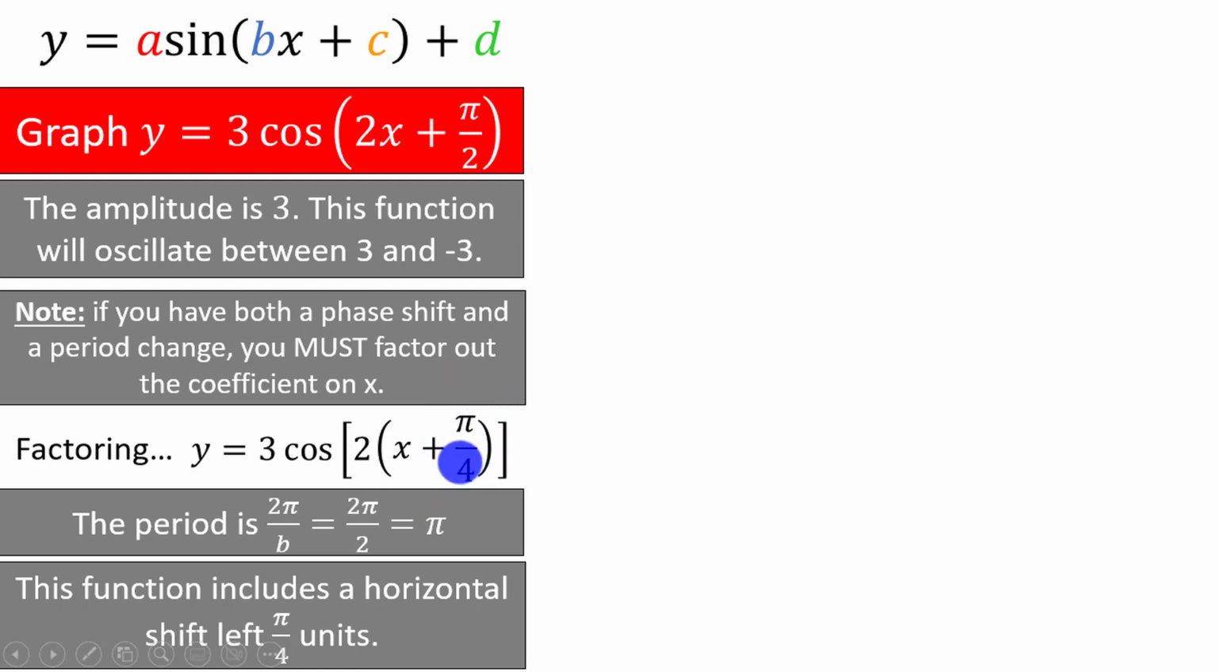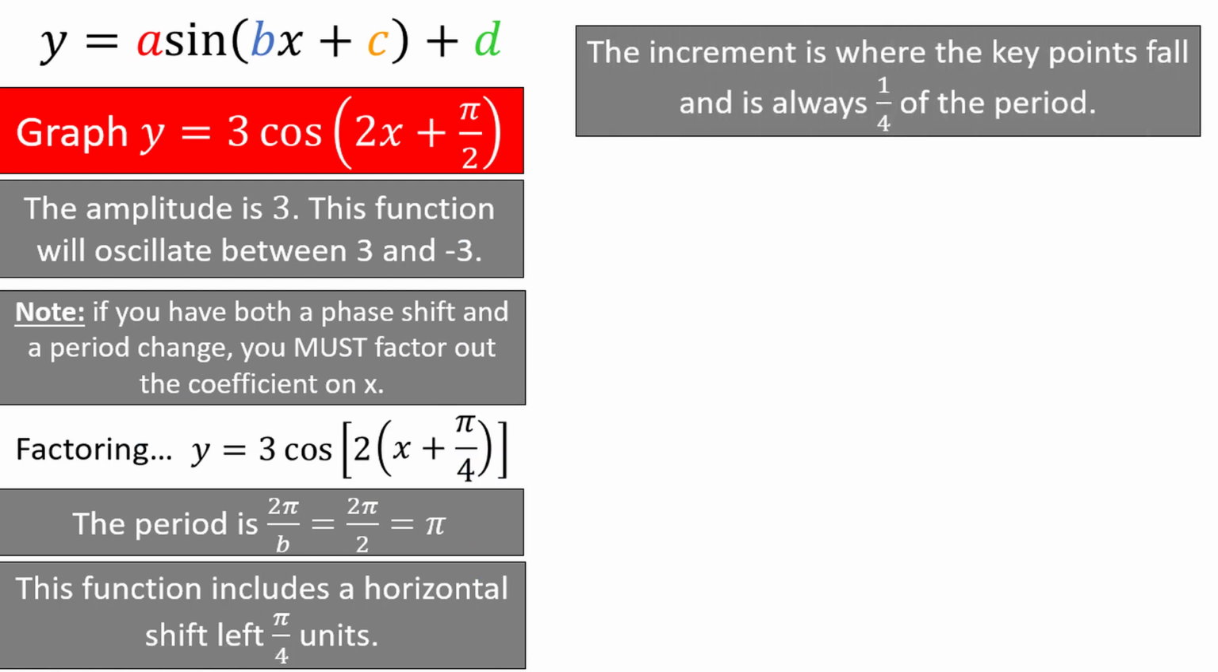If you had not factored first, you may have incorrectly concluded that the phase shift was pi over 2 units to the left. So that is why we must factor first. The increment is where the key points fall, and is always 1/4 of the period. In this case, the period is pi, so the increment is 1/4 of that, or pi over 4.